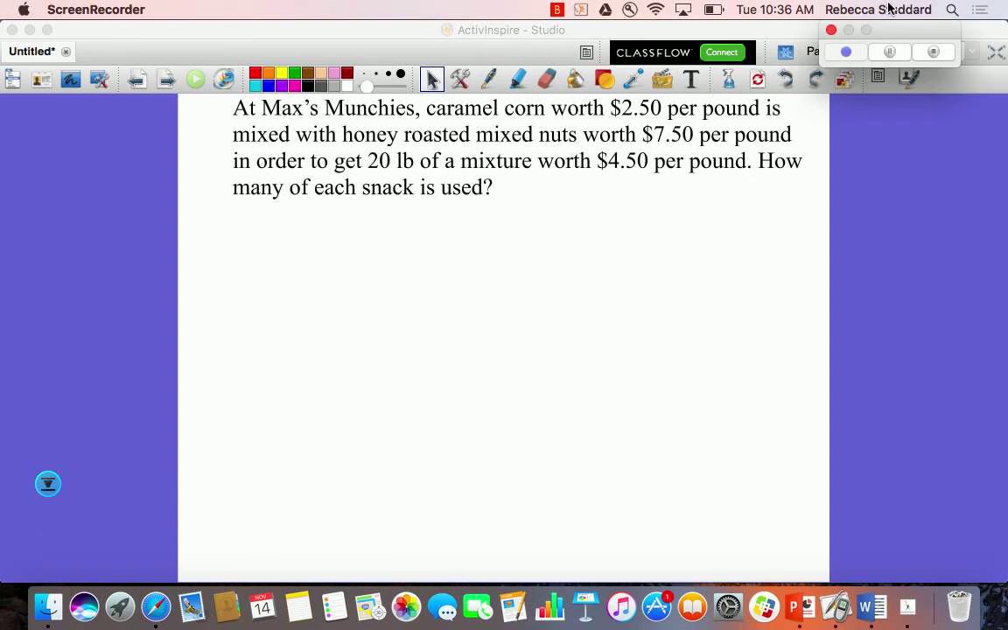So, at Max's Munchies, caramel corn worth $2.50 per pound is mixed with honey roasted mixed nuts worth $7.50 per pound in order to get a 20-pound mixture worth $4.50 per pound. How many of each snack is used? How many pounds? I think it would mean to say. How many pounds of each snack is used?